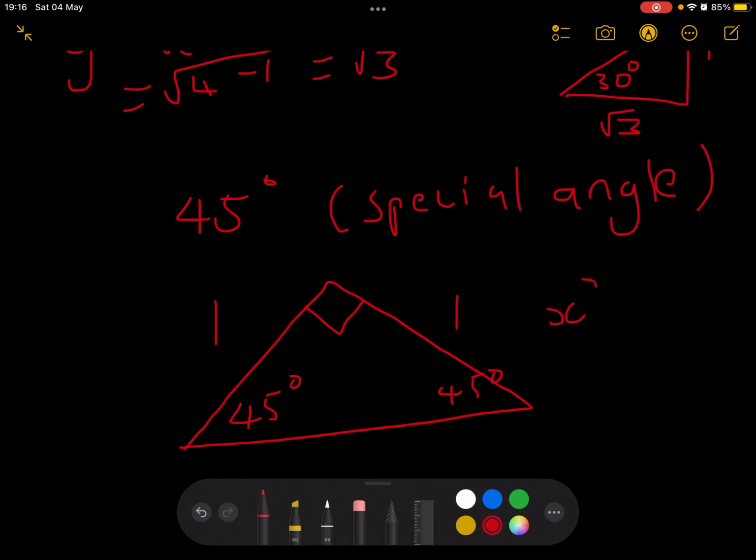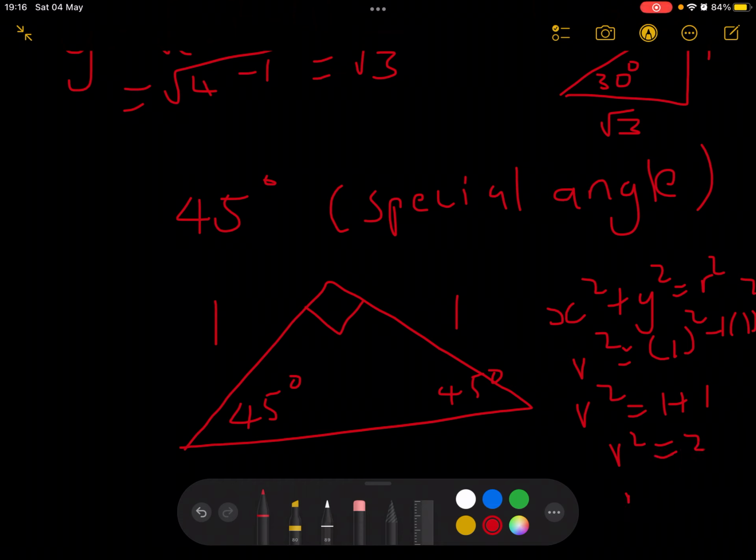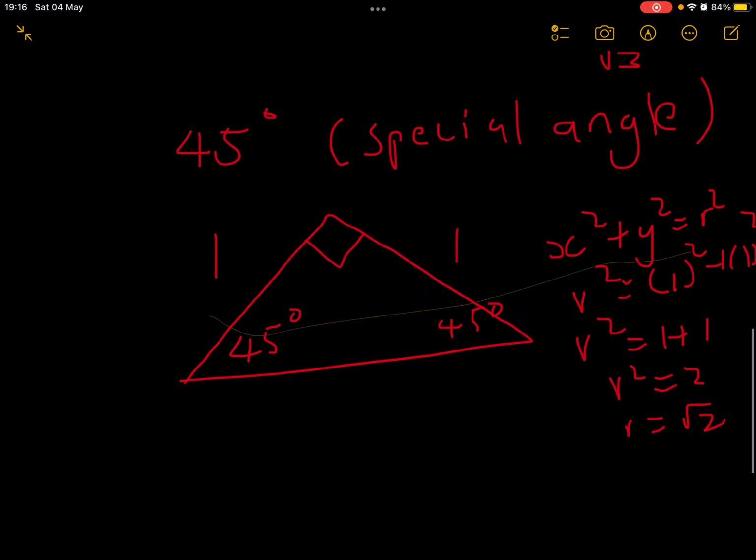And therefore, to find the hypotenuse, we use the Pythagoras theorem, which is x squared plus y squared is equal to r squared. And r squared is equal to 1 squared plus 1 squared. Basically, r squared is equal to 1 plus 1. r squared is equal to 2, and r is equal to the square root of 2. And then now you have it.